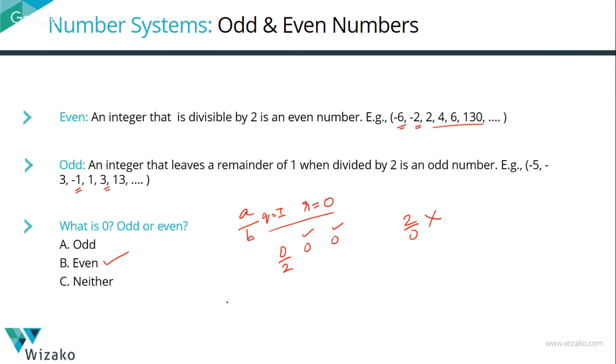0 is certainly an even number. Right? So have this clarity. So in a data sufficiency question again, if you think about even numbers, don't start by thinking at 2, 4, 6. There could be a -2, -4, and there could very well be a 0. 0 is an even number.